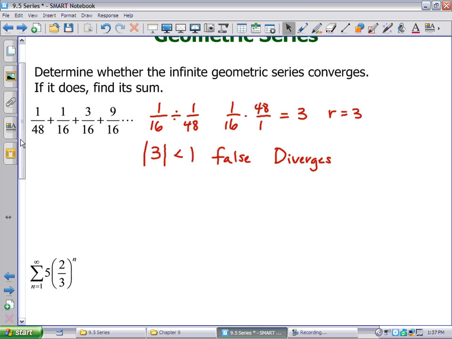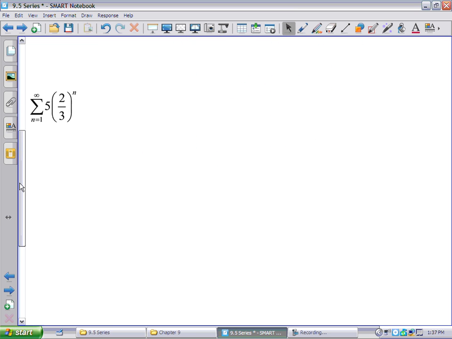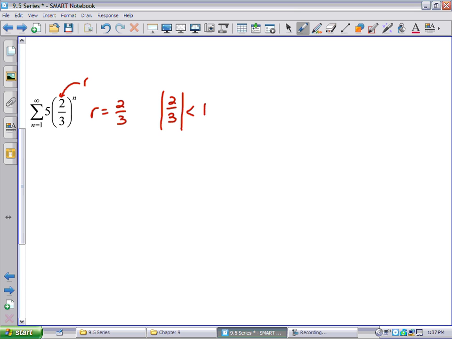Okay, if we look at our next example, you have the sigma notation here going from 1 to infinity. And then you have 5 times the quantity of 2/3 raised to the n power. Okay, we need to first start by looking for our r. And the way this is written, what's attached to your exponent of n, this is your r. So r is 2/3. Well, if you take the absolute value of 2/3 and compare it to your 1, 2/3 is less than 1. This is true, so it converges.